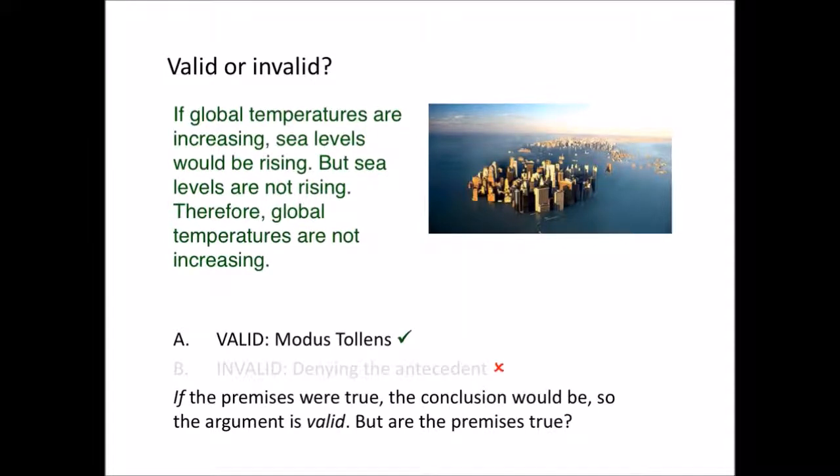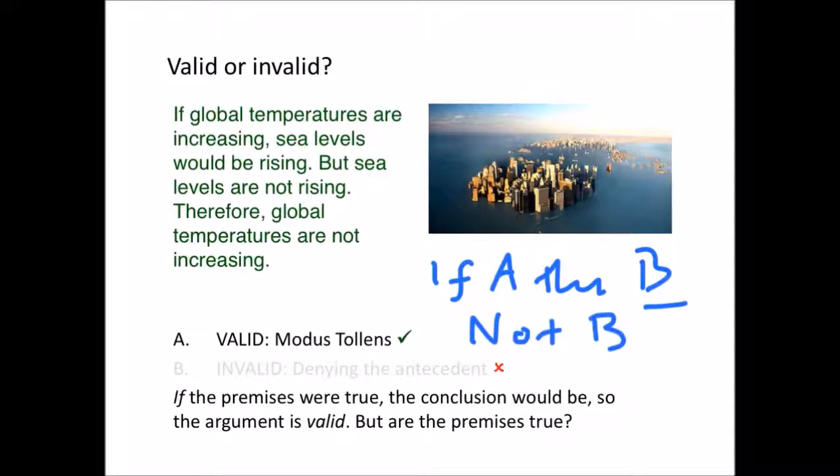Did you get it right? This is valid, modus tollens. It has the form if A then B. If global temperatures are increasing, sea levels would be rising, but sea levels are not rising. B is not true. Conclusion, global temperatures are not increasing. That's saying A is not true. That's the modus tollens pattern, which is a valid pattern of argument.